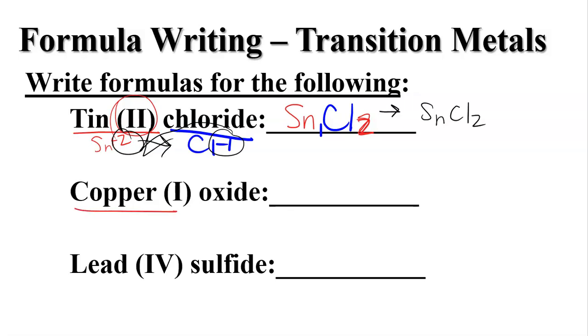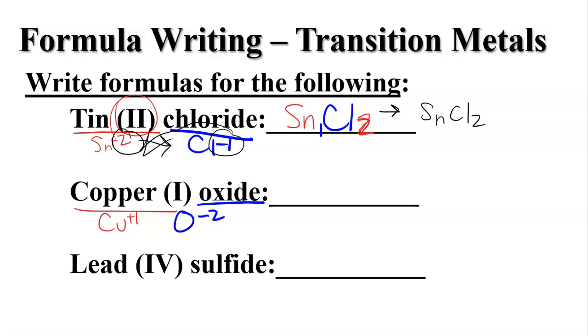All right, next one we have copper 1 oxide. So copper is our cation. We're going to write that first. Cu, and its charge is given to us. We're going to write it down here so we can practice. Cu plus 1, and oxide is going to be our anion. Oxide is oxygen, and it has a charge of -2.